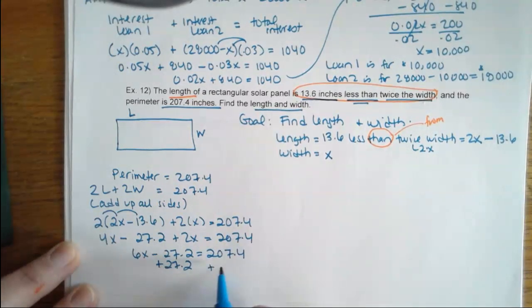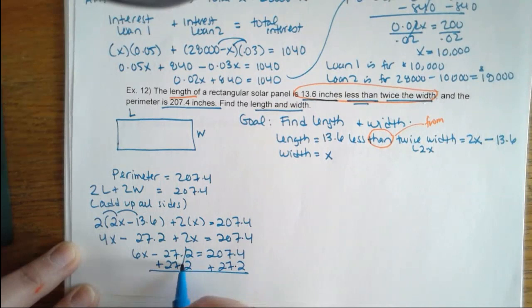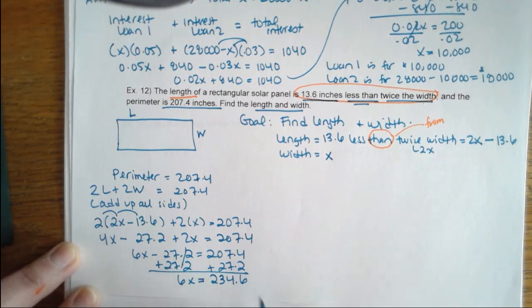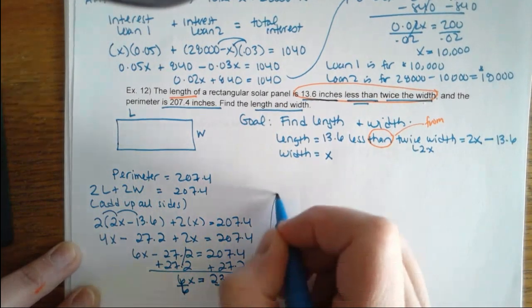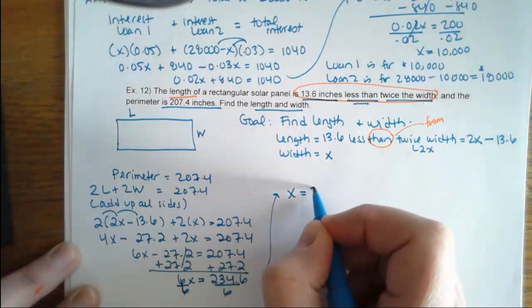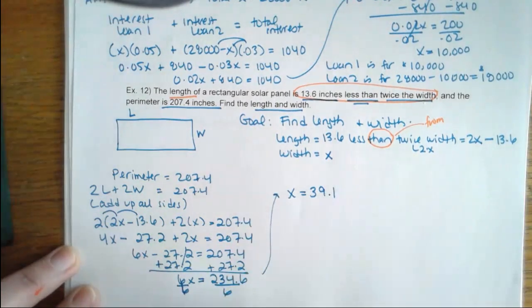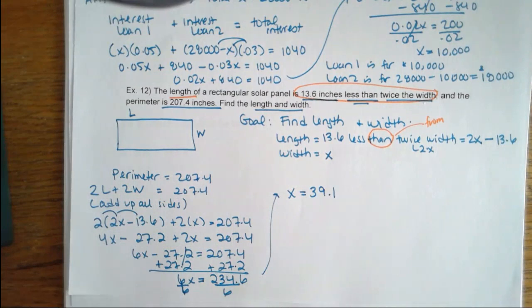I'm going to add that 27.2 to both sides, and I get 6x is equal to 234.6. And I divide by 6 on both sides. And I'm just using a calculator for all of this work here. So I have my answer that x is 39.1.